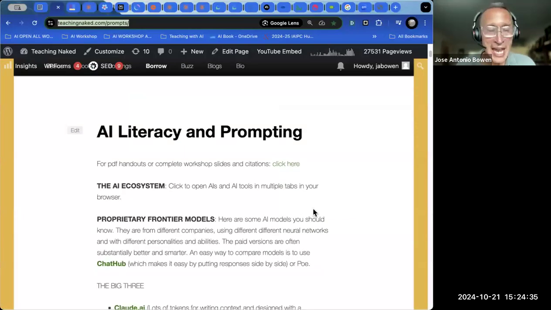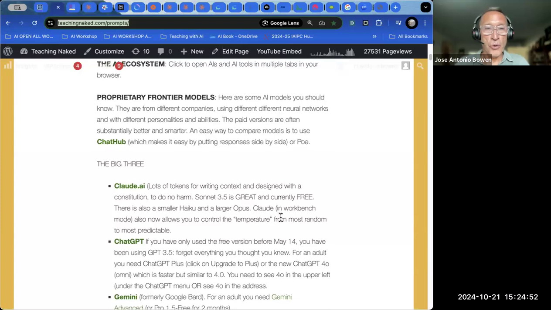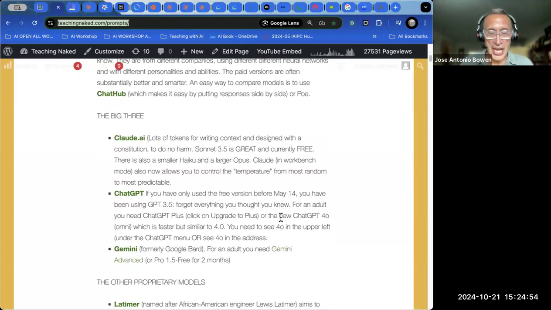So if you're new to AI, I list the tools here in order and the big ones are in bold. And I'm going to ask you to do an exercise where you try the same prompt in multiple AIs, so you can start to learn about their personalities. If you're an advanced user and you already know the big three, Claude, ChatGPT, and Gemini, then you can scroll further down and try some other tools.